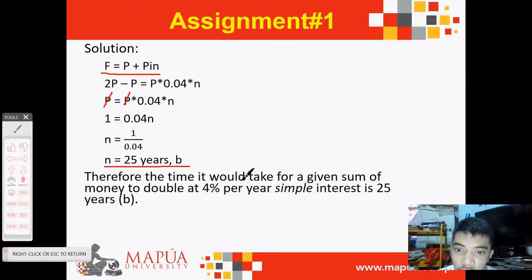Therefore, the time it would take for a given sum of money to double at 4% per year simple interest is 25 years.